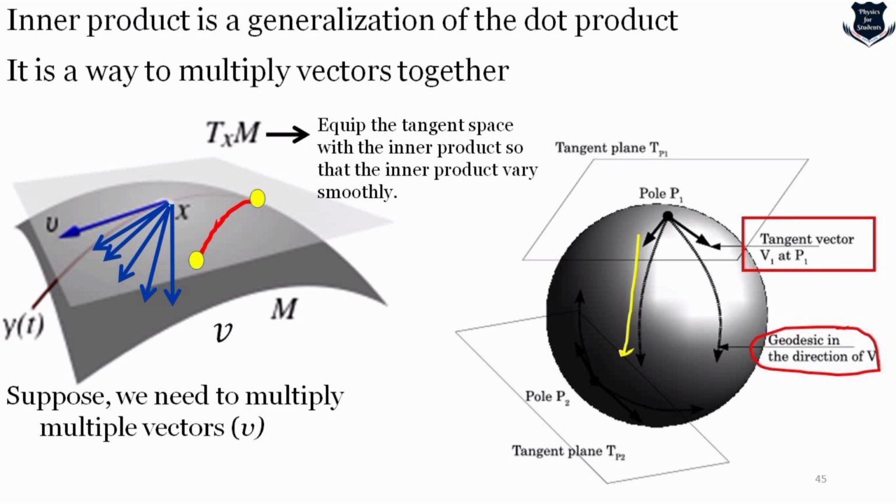So inner product, we need them. It is a family of inner products because I would say a family of multiple vectors are moving. We need to multiply the multiple vectors in order to get the calculation done between two points, and only then it is possible to define the length of a curve and to define the distance between two points. The right hand side figure shows the tangent vector. What do we mean by geodesic? The yellow point actually shows the geodesic, and on the top of this, pole 1 and pole 2, you can see the tangent planes.